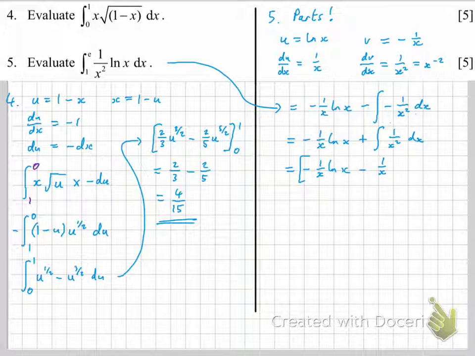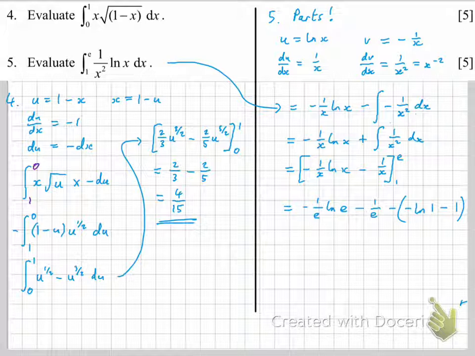Remember to always look back at the question before you move on. Put your limits through, and we get this awkward-looking expression, which simplifies quite a lot, actually. Ln e is just 1, and ln of 1 is nothing. So we just got a plus 1 there. So final answer, 1 minus 2 over e.